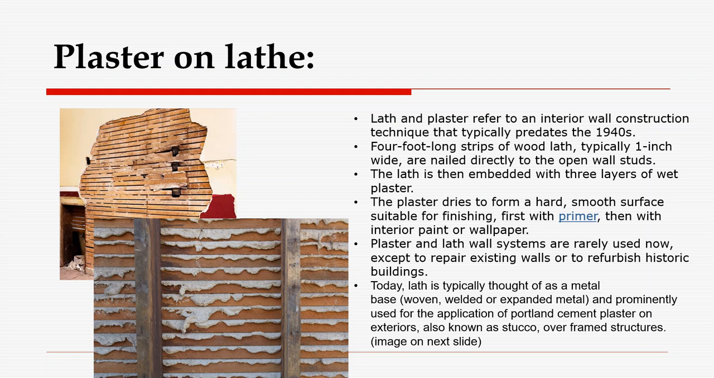Plaster on lathe. We don't typically see this in Deer Park much anymore, but plaster on lathe refers to an interior wall construction that was around in the 40s, and it consists of 4-foot long strips of wood. And that's called a lathe, which is why it's called plaster on lathe. Your 4-foot long strips of horizontal wood, about 1 inch wide, are nailed directly to the wall studs. Then over this lathe, you pour some plaster to fill the gaps and the holes, and it works really well.